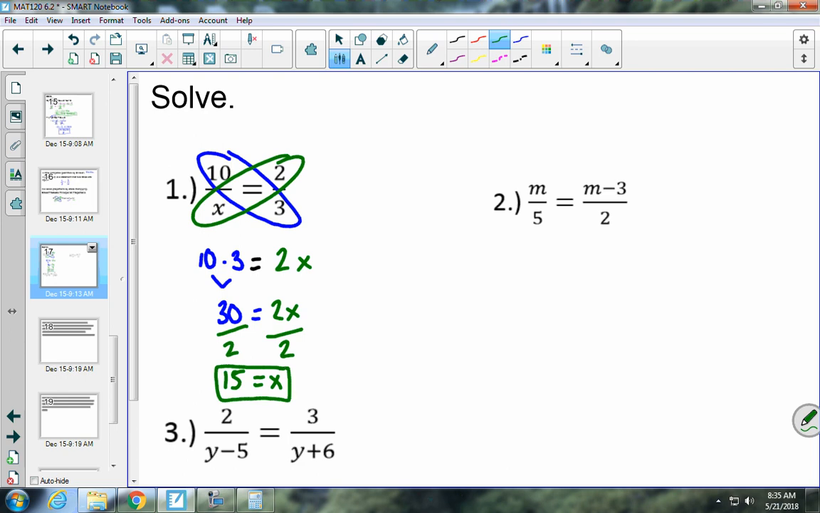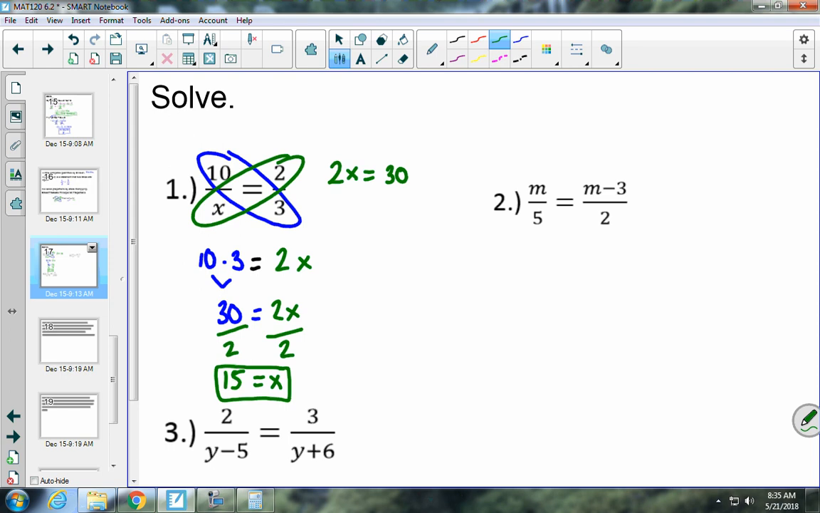One thing I do want to point out, it does not matter which way you write it. So if you wanted to write your original equation as 2x equals 30 with the x on the other side, that's perfectly okay. Now if we look at number 2, it's a little bit more complicated.